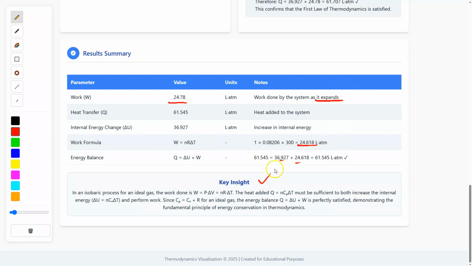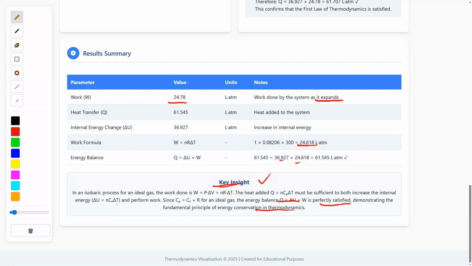Now here is the key insight. For an isobaric process of an ideal gas, the work done is W equal to P dV or nR del T. The heat added Q is equal to n Cp del T and must be sufficient to both increase the internal energy, del U equal to n Cv del T, and perform work. Since Cp is equal to Cv plus R for an ideal gas, the energy balance Q is equal to del U plus W is perfectly satisfied, demonstrating the fundamental principle of energy conservation in thermodynamics. That is the key insight.